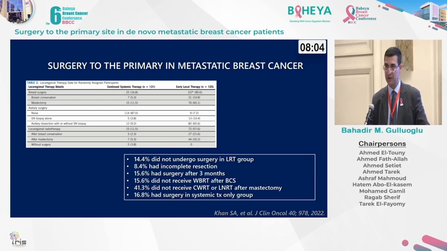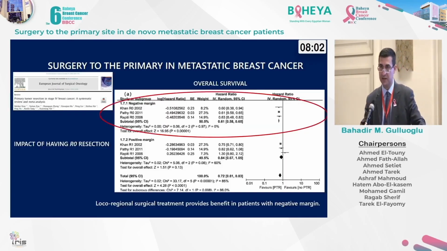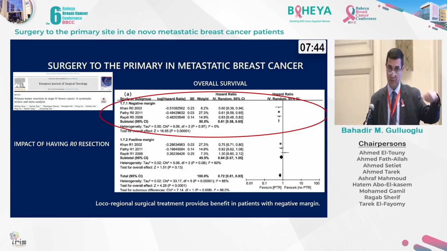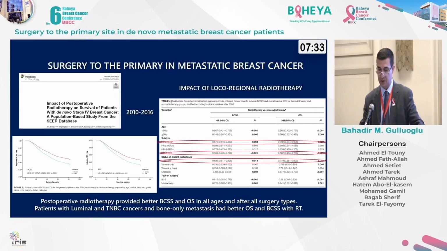So why are we insisting on doing a margin-free surgery in these cases? Because there are some meta-analyses that included many studies on the impact of having an R0 resection, even in cases with oligometastatic or metastatic disease. They found that local regional surgical treatment had a benefit in patients with negative margins. So that is why we are asking people, if you're doing a surgery in these cases, please try to achieve a negative margin. What about the radiotherapy?